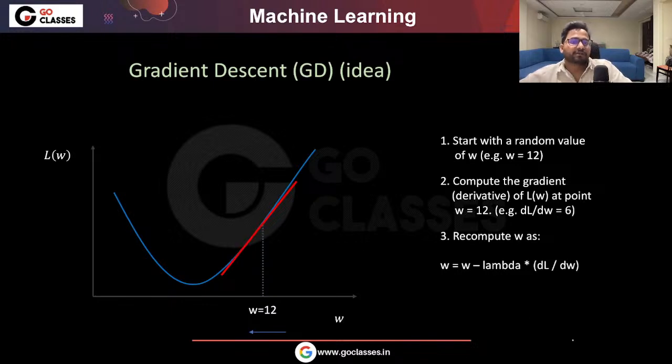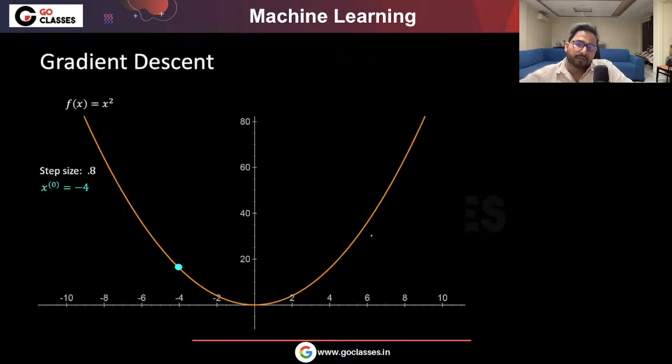So let me just tell you an example, and then probably it will be more clear. Suppose initially you are here. Suppose you are having the step size as 0.8, which is given by alpha or lambda, whatever. So let's suppose it is alpha. So you are here.